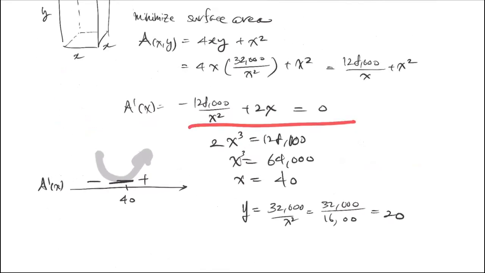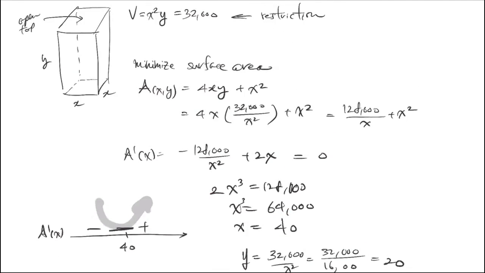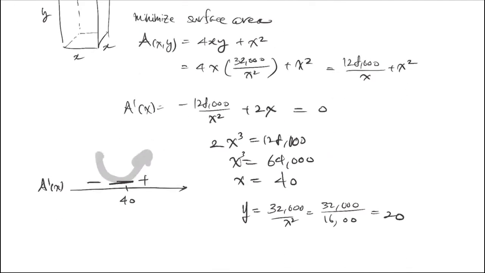See that? When you solve for that, I get x equal to 40. And then plug that into the y value. Sorry, this right here. Y becomes 20. So the dimension is what? 40 by 40 by 20. All right, but how do you know that this is the minimum?